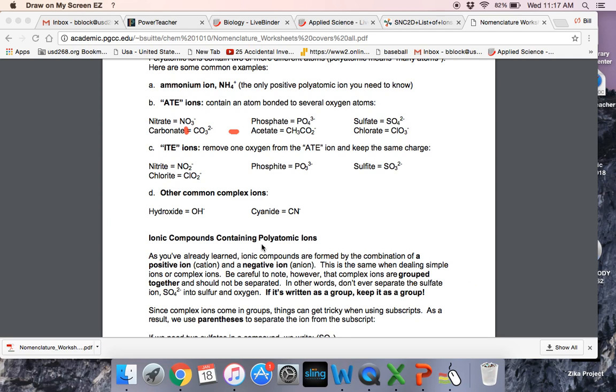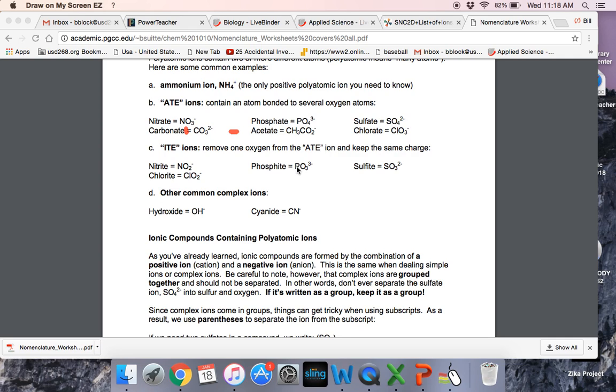So here's some examples from your worksheet that you'll be doing today. Nitrate, carbonate, phosphate, acetate, sulfate, chlorate. Okay, anything that was binary ended IDE, like sodium chloride, all right? Now there will be some that, instead of ATE, they'll end ITE. And simply, these are ones that have one less oxygen atom in them. So you might have heard of phosphate before. Well, that's PO4. But if it's only got 3 oxygen atoms, it is phosphite.